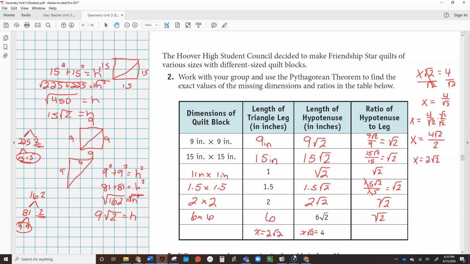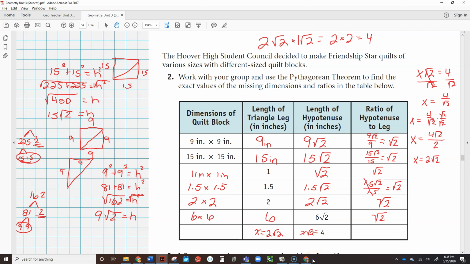And now if you multiply, let me go back up here. If you multiply 2 square roots of 2 times the square root of 2, you multiply this 2 times that 1, that's 2. And then you multiply the square root of 2 times the square root of 2, that's 2. And you multiply those two numbers together and you get 4, which is what they said it was.